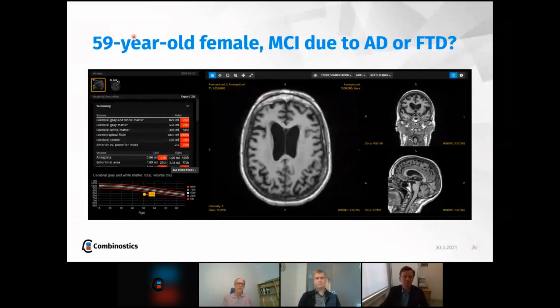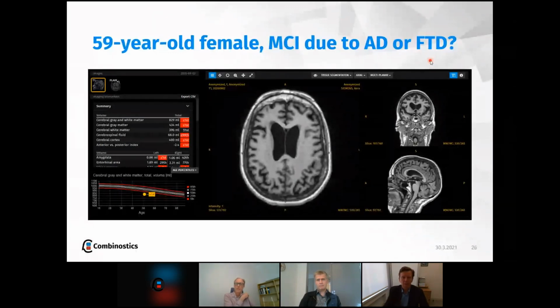I'm starting off with a 50-year-old woman who was referred to a memory clinic. She had mild cognitive impairment, and there were some elements that both the referrer and the assessing clinician in our clinic thought could be either AD or FTD, because there were also some frontal lobe disturbances involved.